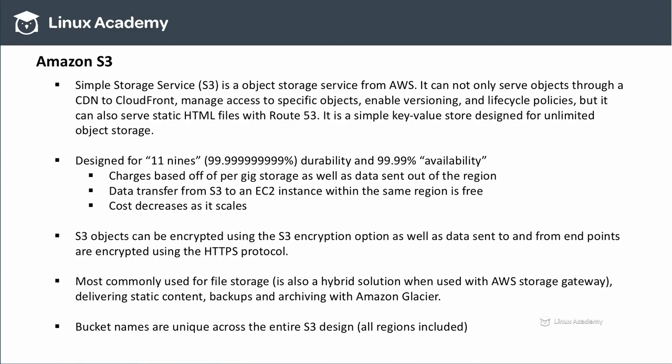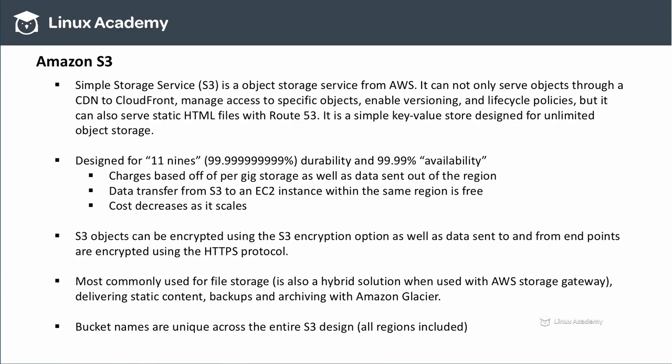Amazon S3 charges based off of per gig storage, as well as data sent out of the region. However, data transfer from S3 to an EC2 instance within the same region does not cost. So we could even set up S3 to act as our file system store to an EC2 instance. And of course, one of the key components of a properly architected application is that as it scales, costs decrease. So the more storage you use on Amazon S3, the less it starts to cost.